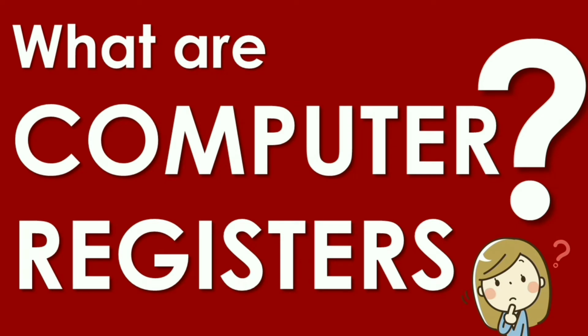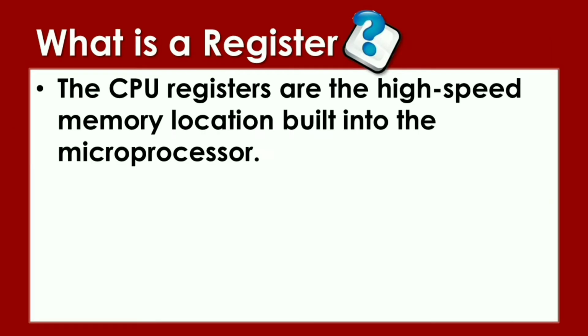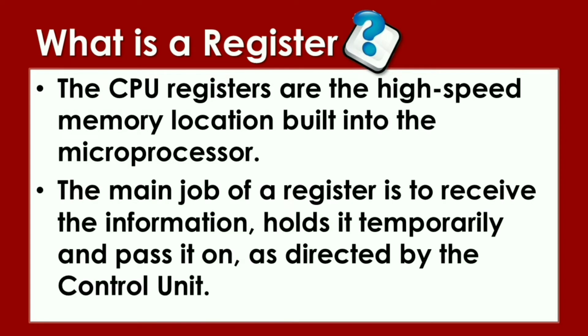Next, what are computer registers? The CPU registers are high-speed memory locations built into the microprocessor. The main job of a register is to receive information, hold it temporarily, and pass it on, as directed by the control unit. So the register is a high-speed memory location. Ibig sabihin, it is a memory or storage part ng CPU. It holds information and passes it to the control unit kapag kailangan na siya.